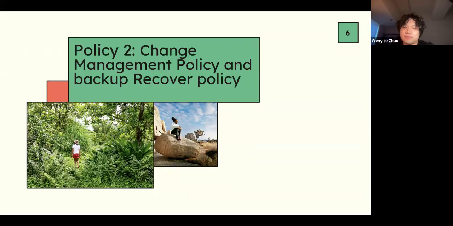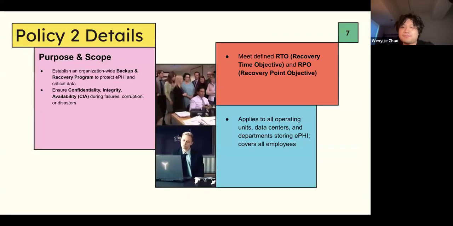under any system disruption. And today, I'll present the backup and recovery policy for healthcare org Vitas. This policy establishes a unified organization-wide framework that ensures the confidentiality, integrity, and availability of all electronic protected health information and other mission critical systems. It defines how we meet our recovery time objective and recovery point objective, and it applies without exception to all operating units, data centers, and any department handling EPHI.